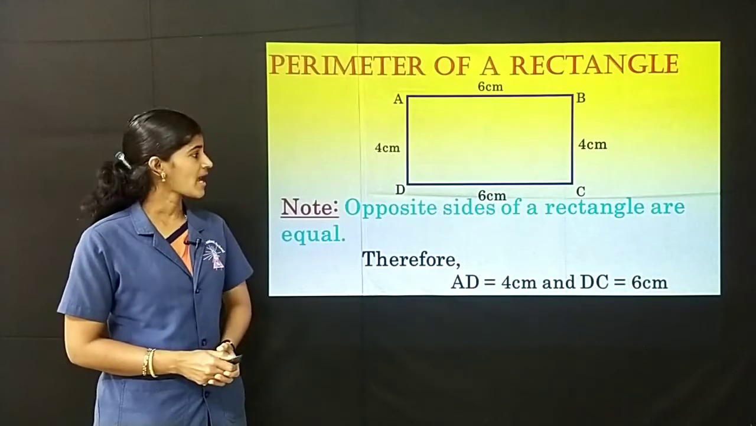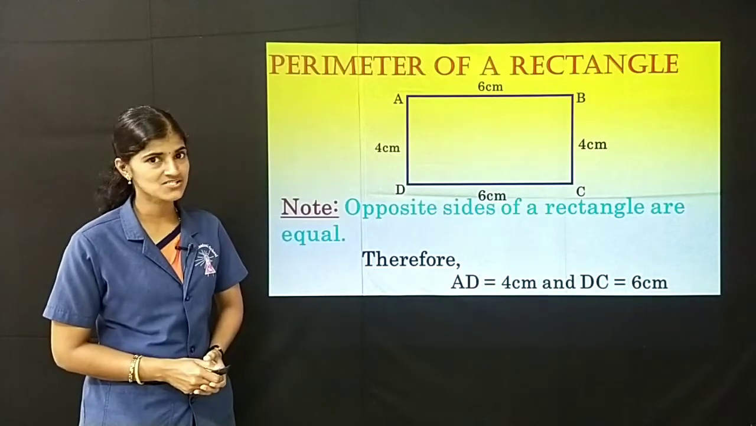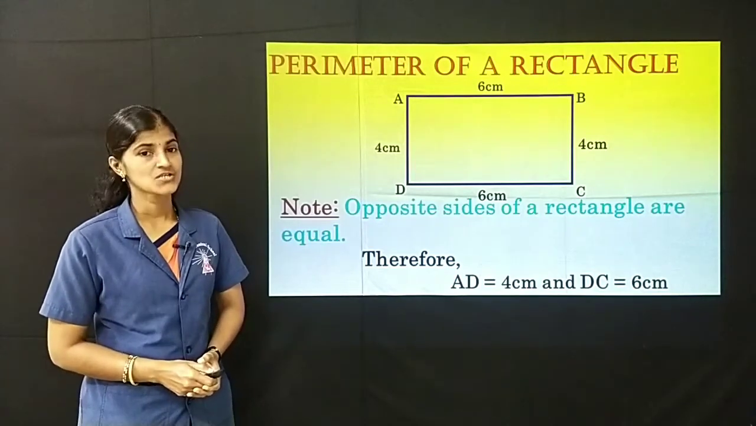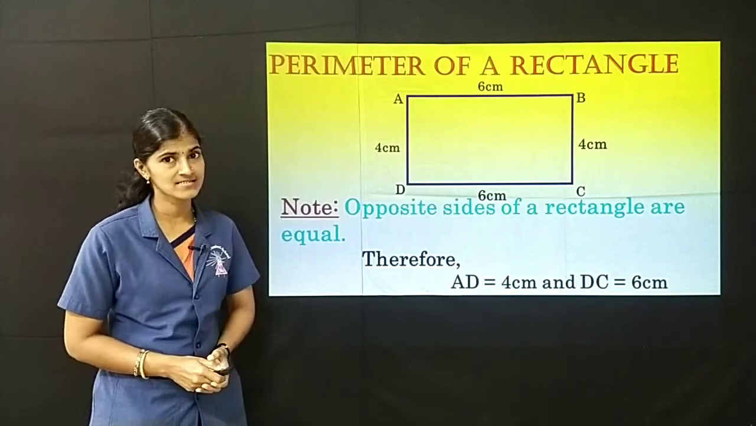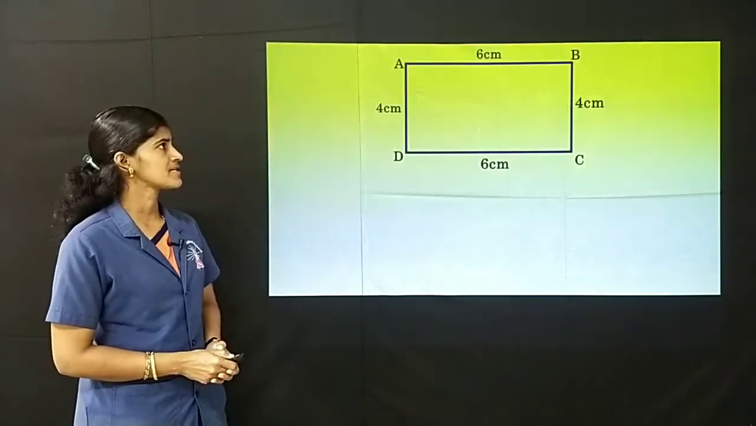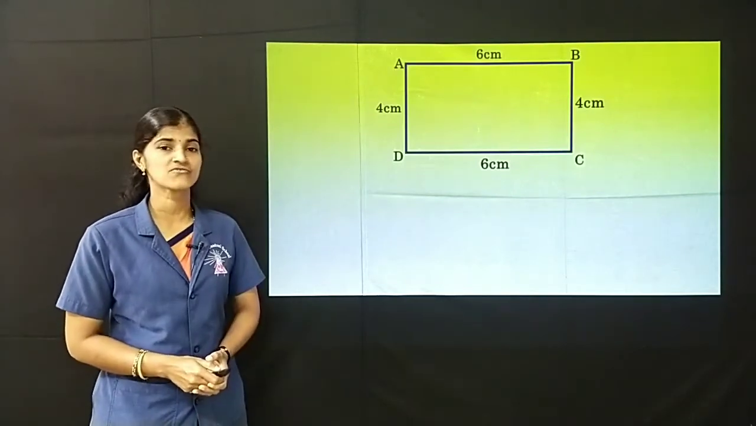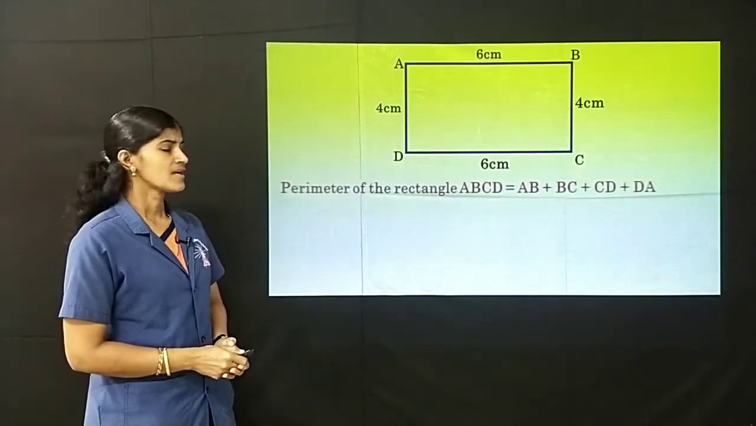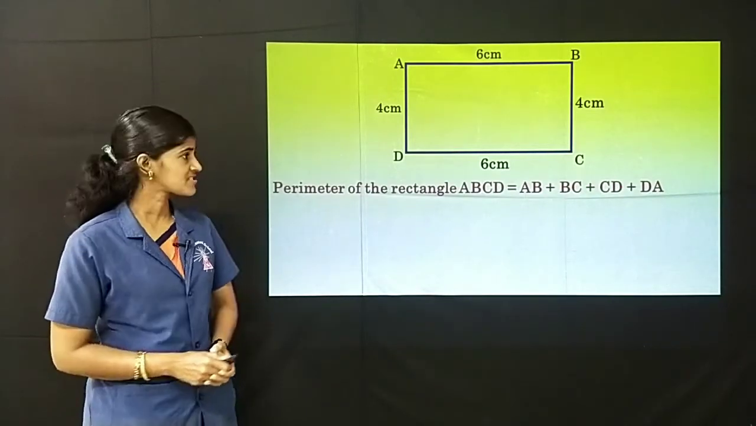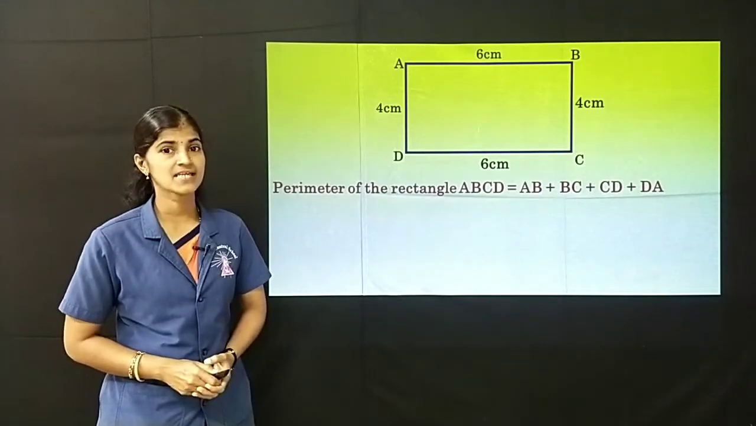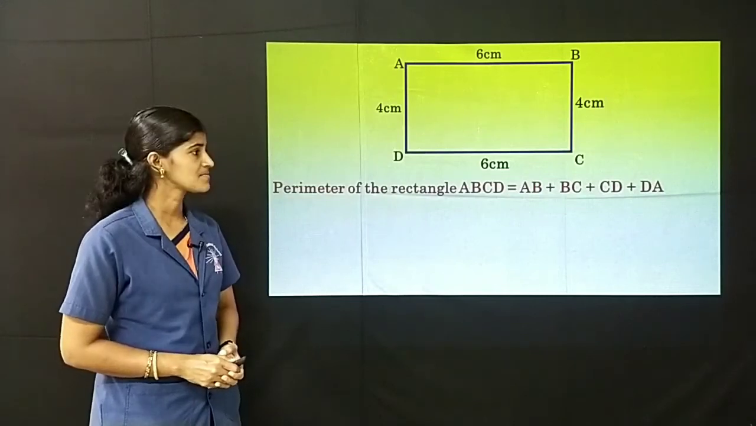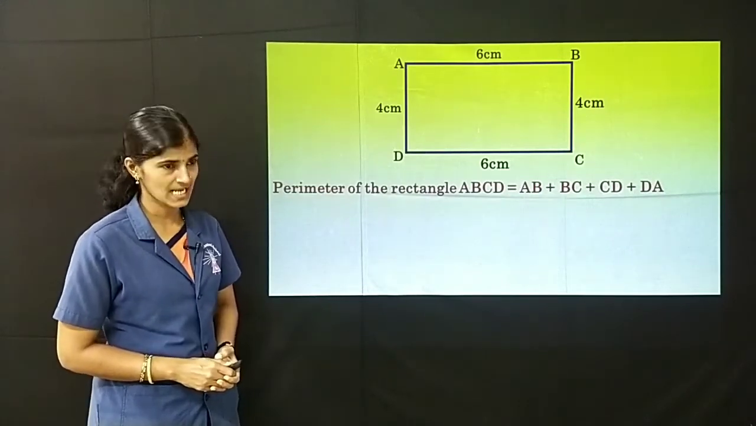So, AB and DC are opposite to each other, AD and BC are opposite to each other. So, opposite sides of a rectangle are equal. Remember this rule, it is very important. Then, let us find the perimeter of the rectangle. As we know that perimeter means sum of all the sides. Here also, perimeter of the rectangle ABCD is equal to AB plus BC plus CD plus DA.